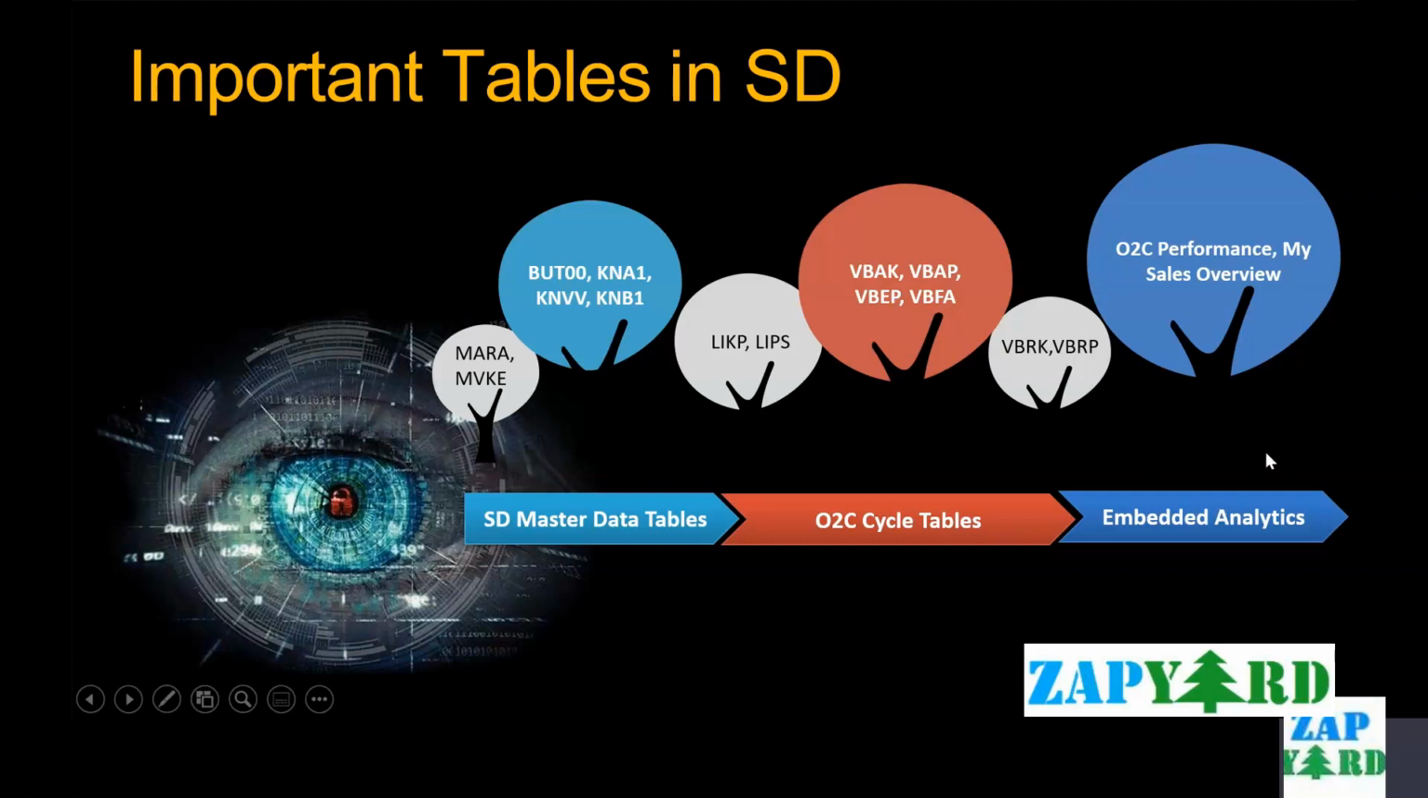And then finally, we are going to cover the embedded analytics apps, like how we can see the entire order to cash performance, how we can see the sales overview, how we can do the profitability analysis from the sales process, how we can manage the different business KPIs through the embedded analytics apps. These are the topics which we are going to cover in our entire training session.